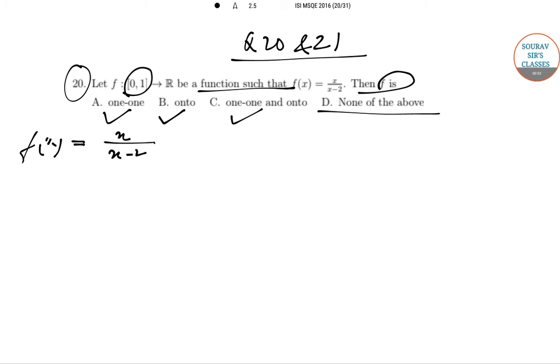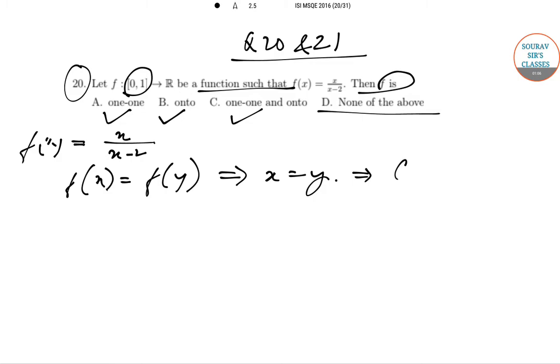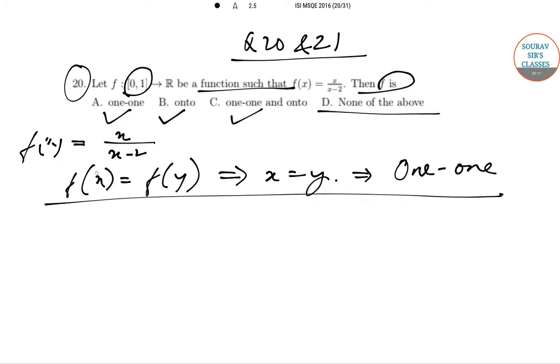Now if f of x is 1-1, then if f of x is equal to f of y, that will imply that x is equal to y. This implies that the function is 1-1. We have to satisfy this condition for 1-1.